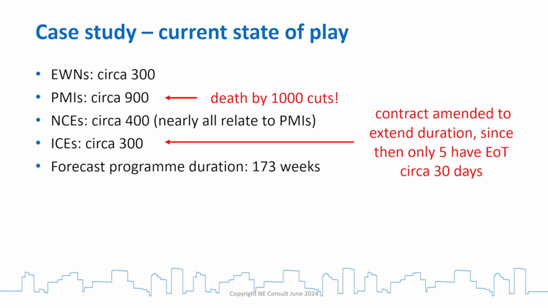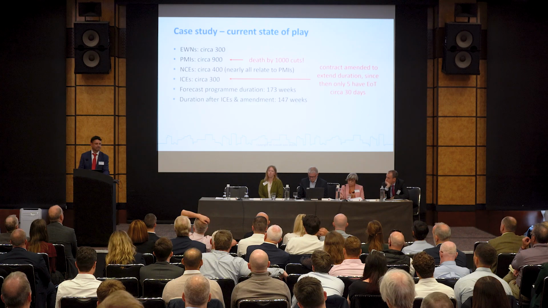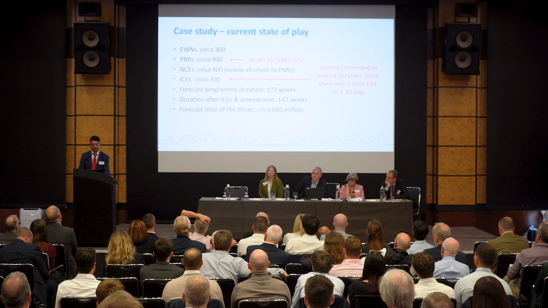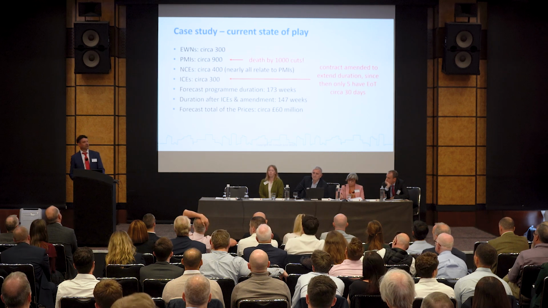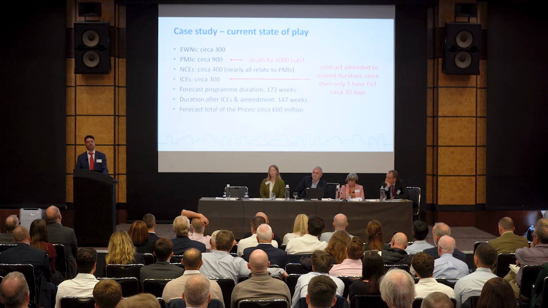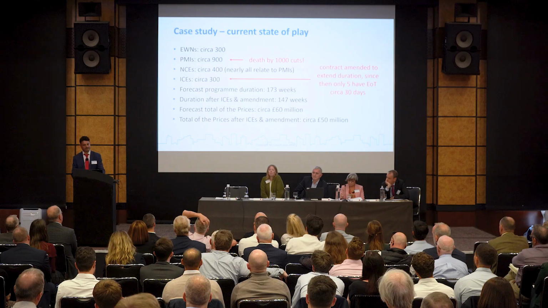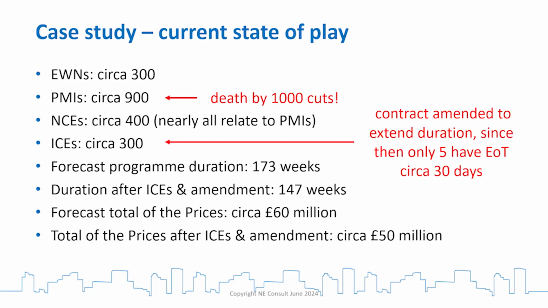So the forecast program duration is 173 weeks. After the CEs and the amendment, we're at 147 weeks. So we've still got a gap, haven't we? And at the moment, the contractor's staring at a gap with £10,000 a day in it. So we have a problem. Forecast total of the price is 60 million now. Remember, we started at 40. And after the amendment and the implemented CEs, we're still £10 million apart.